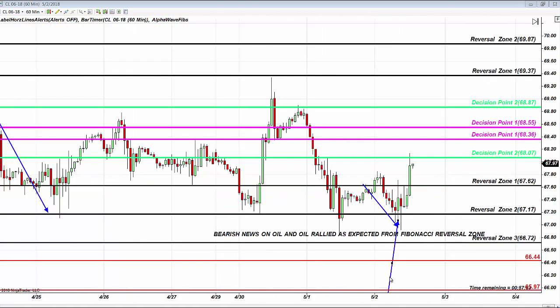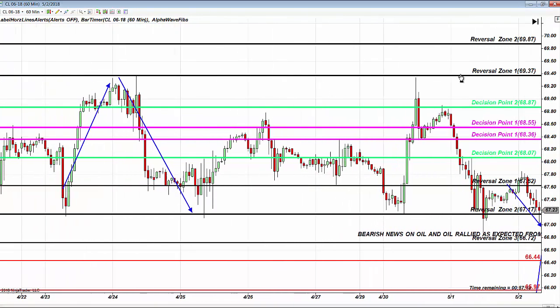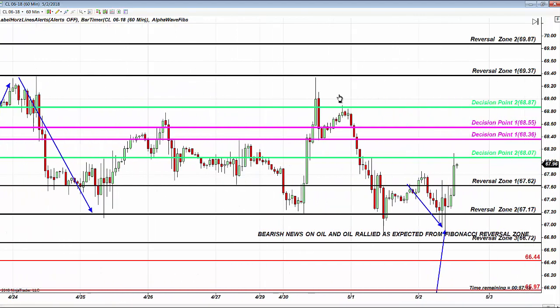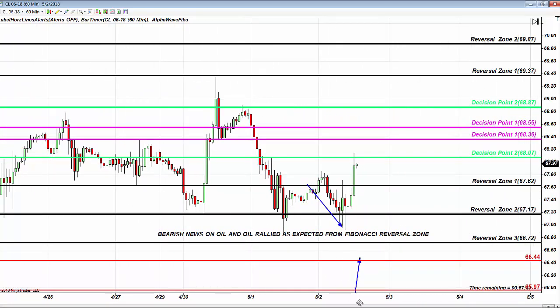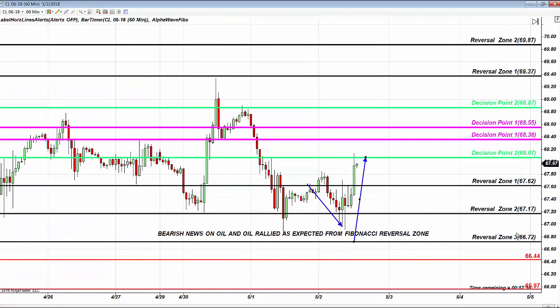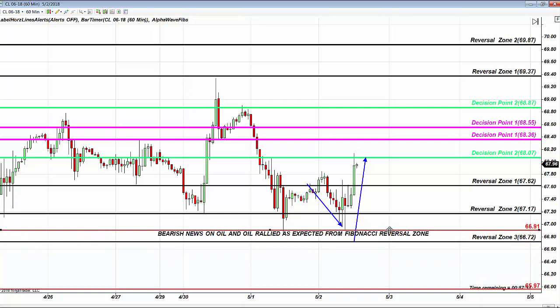And again, ladies and gentlemen, this is oil. These are the levels present in front of you for weeks, in play every day. Every time I bring in oil news at the time of news release, oil is sitting at decision point 2, present in front of you for weeks. Oil skyrocketed already from 66.90 to 68. Bearish news once again does not mean a thing, as the Fibonacci reversal zone reminds you very clearly.